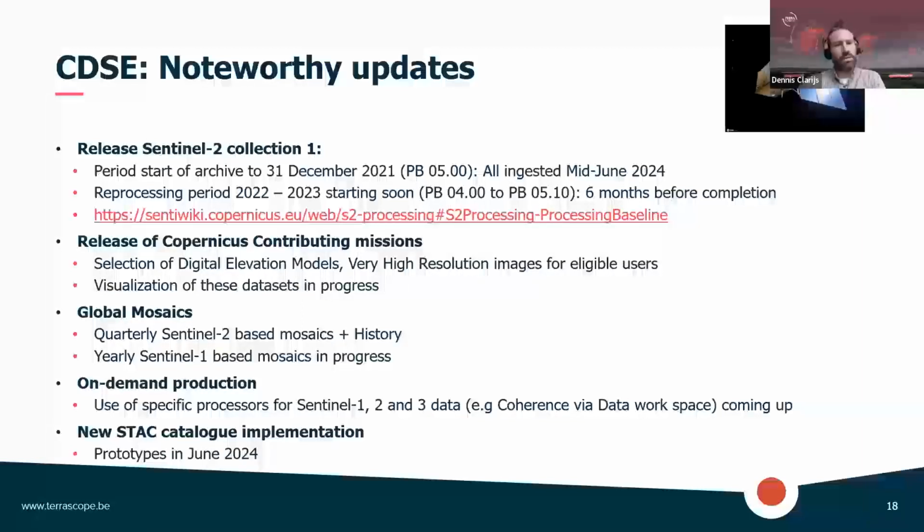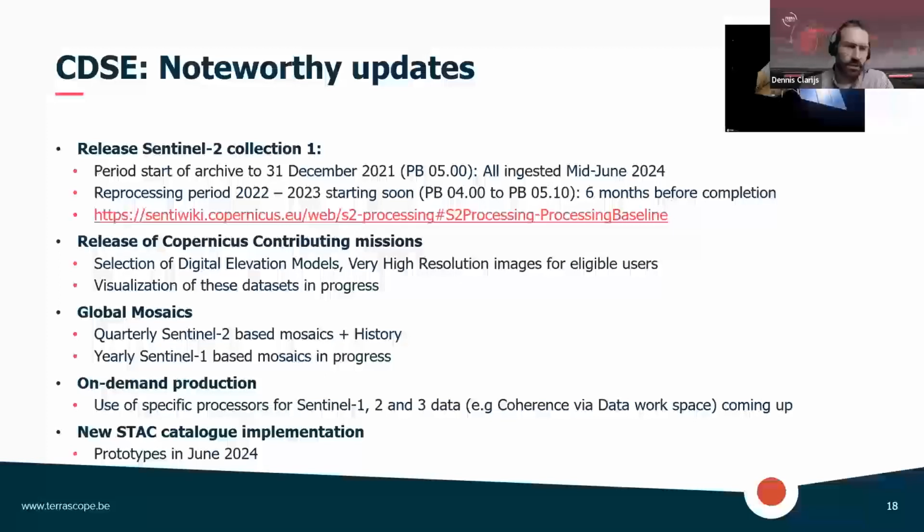Another major release that is on the verge of being released is the on-demand production. That means that you can process Sentinel-1, 2, and 3 data with specific processing baselines and specific, eligible algorithms that are out there, working through the data space that is in the system. And we're actually in the final release or testing phase before this functionality is released.